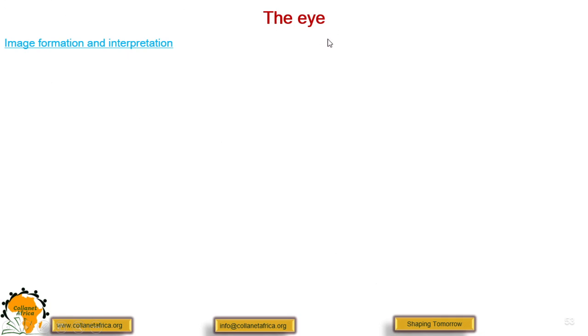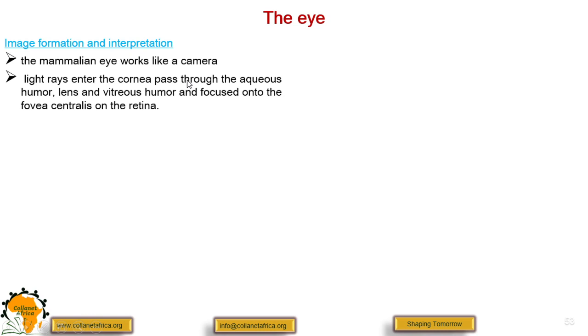Having looked at the parts of the eye, how is an image formed and then interpreted accordingly? So the mammalian eye works like a camera. The light rays enter the cornea and then pass through the aqueous humor to the lens and vitreous humor, and they are focused on the fovea centralis on the retina.